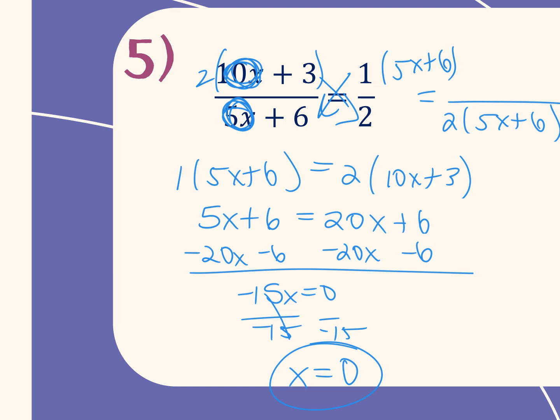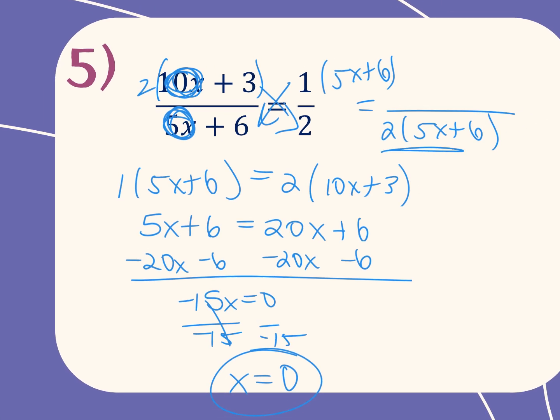How did you get rid of the denominator on this? You can either cross multiply, or right here, I wrote down what the common denominator would be. So then I figured out, okay, for this one, it has the 5x plus 6. It's missing the 2, so I multiply by 2. And for this one, it has the 2. It's missing the 5x plus 6, so I multiply the top by 5x plus 6.